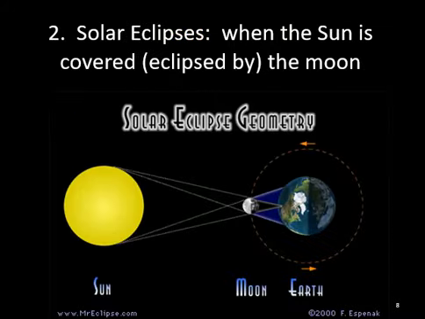Let's move on to solar eclipses. They're when the sun is covered, or eclipsed, by the moon. Go ahead and pause me. This image below shows us the geometry of a solar eclipse.